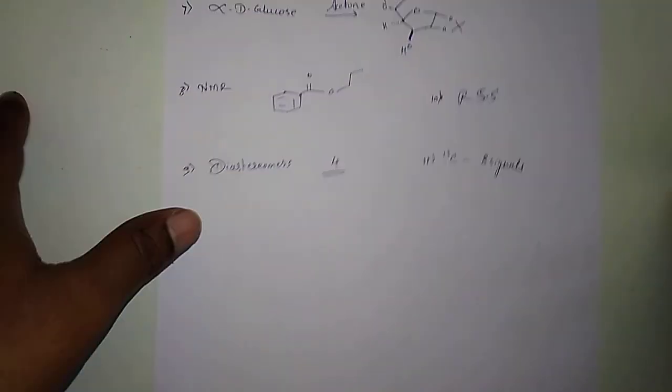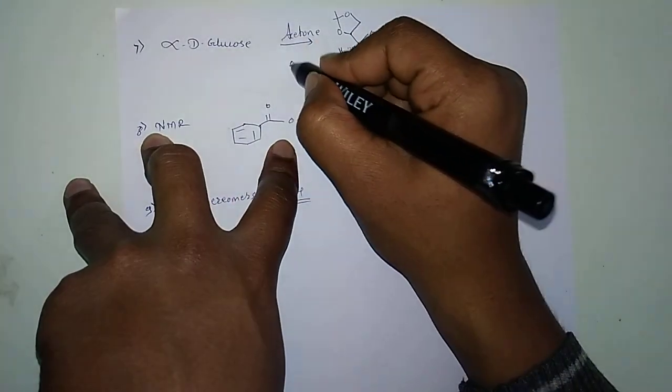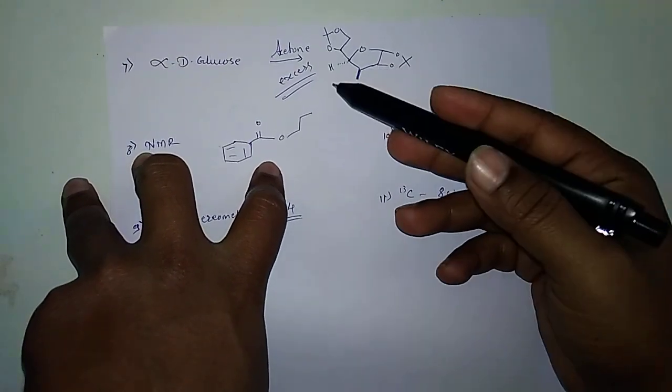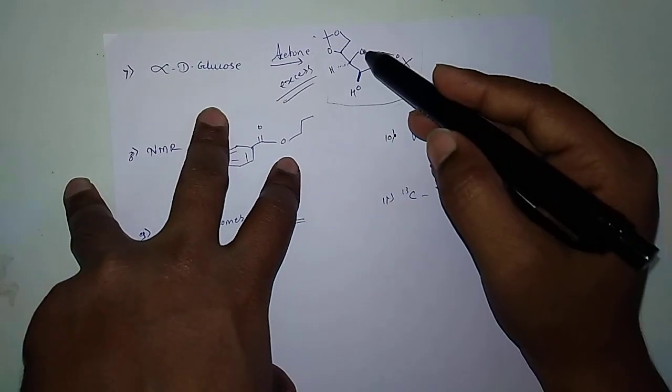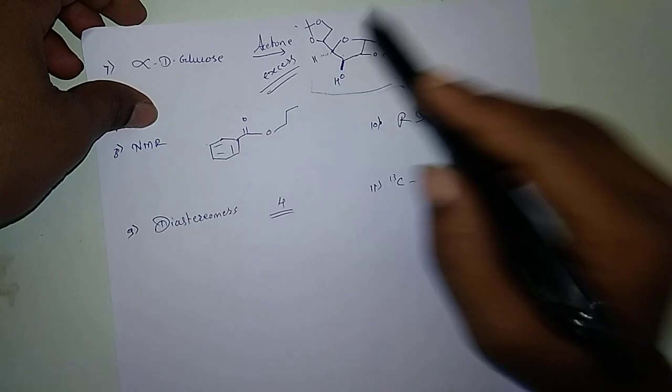Now I have more questions. There was one more question: alpha-D-glucose, if treated with acetone in excess, then this is a basic level question of glucose chemistry, just the protection of carbonyls and alcohols in the glucose molecule. So this was the product there.